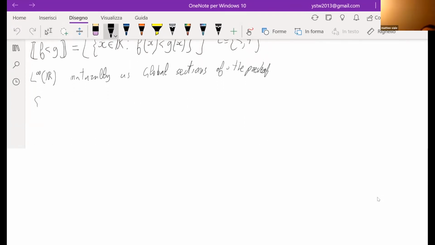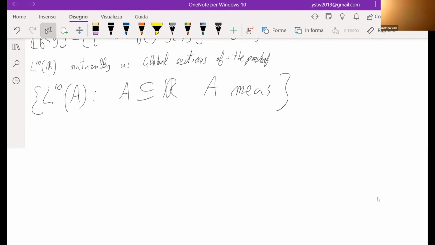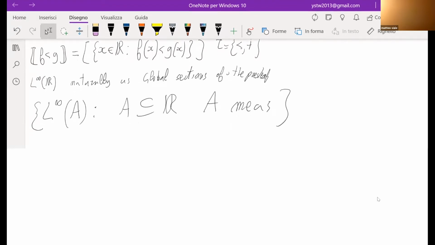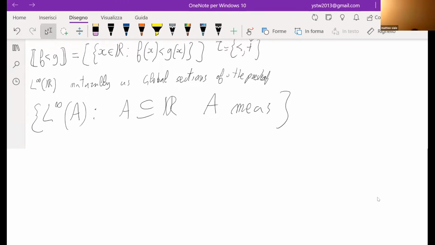Okay, what is the presheaf? Well, the presheaf is given by L infinity(A), with A contained in R, A measurable. So the idea now is to connect this notion of Boolean valued model, which is just a natural generalization of first order structure in the classical sense, to the notion of presheaf, and to see what can be said in this correspondence.